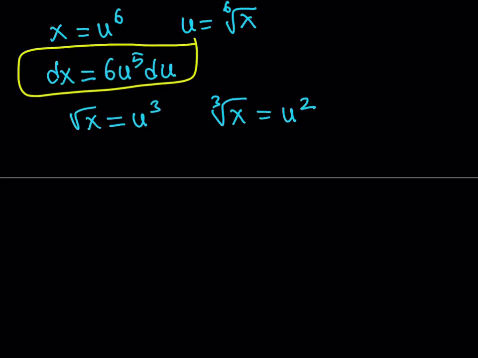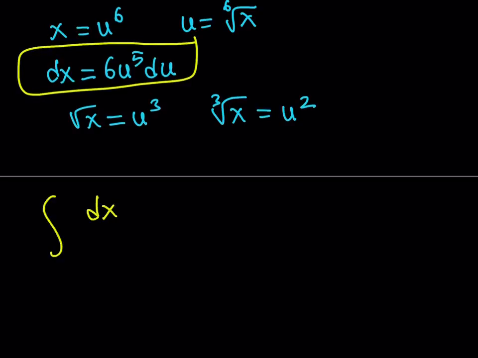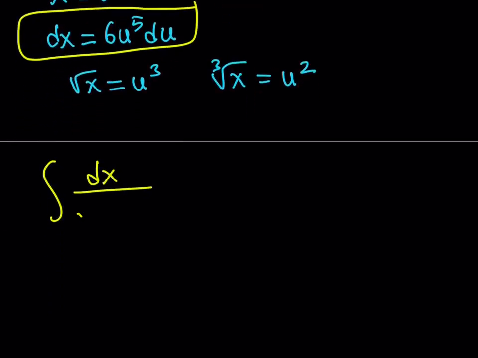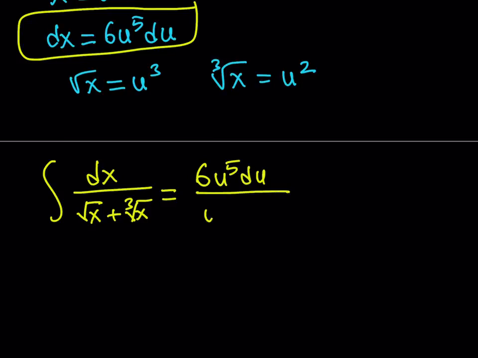So let's write our integral one more time. The integral of dx divided by the square root of x plus the cube root of x, okay? So dx will be replaced with 6u to the 5th du, and square root of x is equal to u cubed, and the cube root of x can be written as u squared, and we have the integral. Now, u substitution is super powerful because it kind of turns a difficult integral into an easier one.